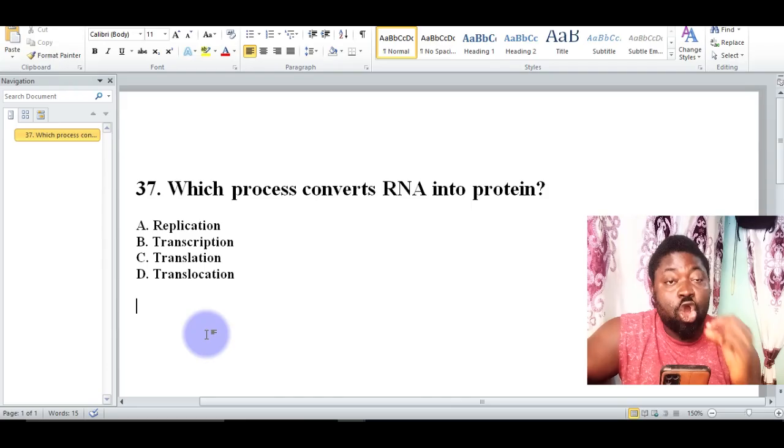Because, of course, translation occurs at ribosomes. And this is where the mRNA codons are decoded. And when they are decoded, they are changed into amino acid sequences. This is why it is correct, because it is the process that converts RNA into protein. It only occurs during translation. That is why translation is the correct option, because it occurs at ribosomes where messenger RNA codons are decoded into amino acid sequences. So the correct option is C, which is translation.